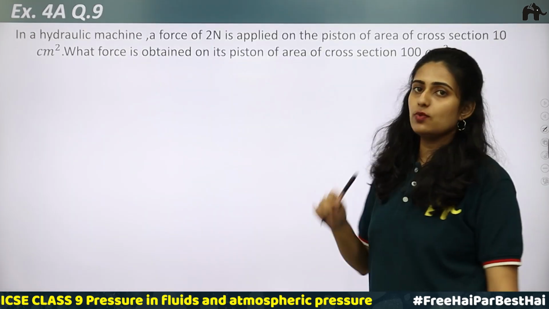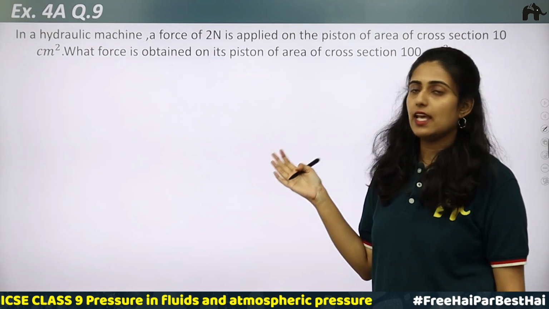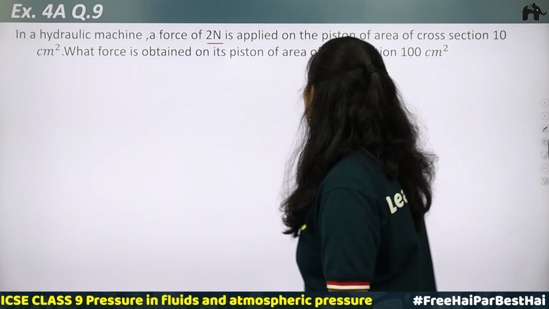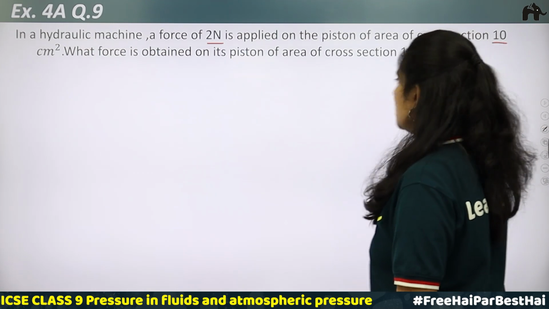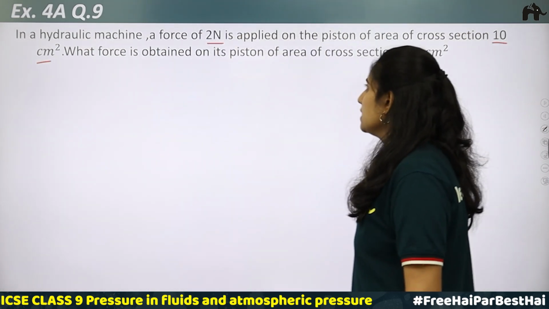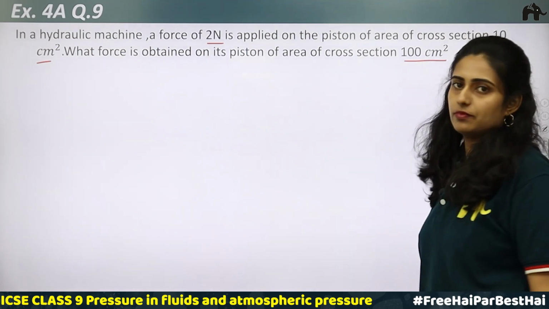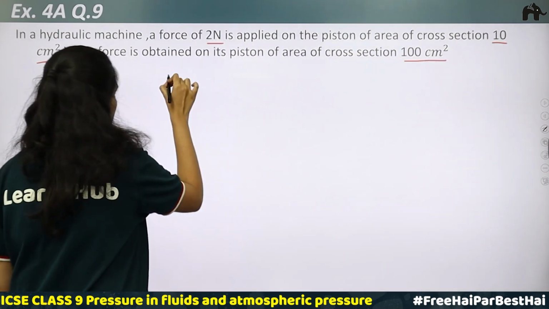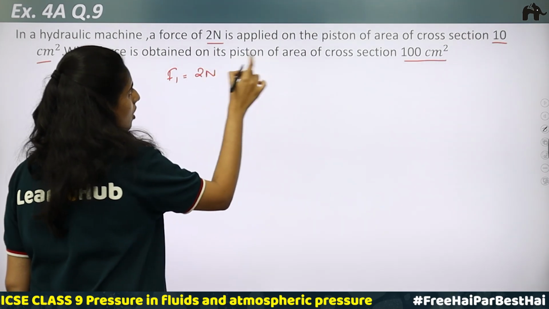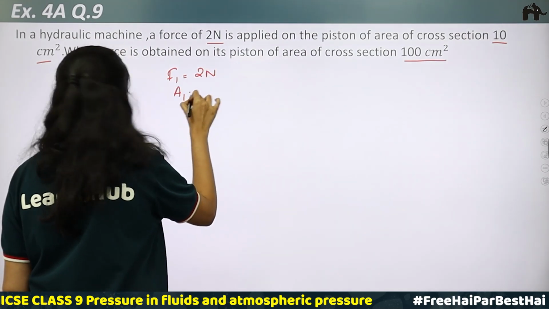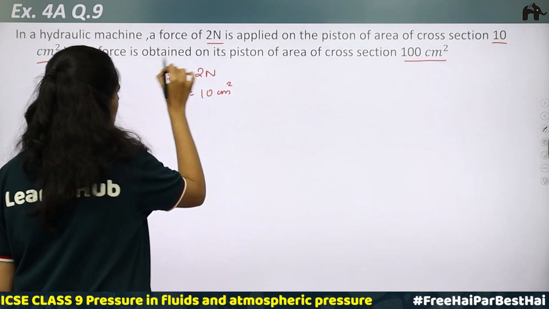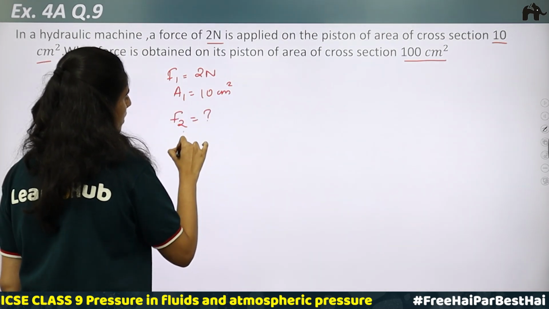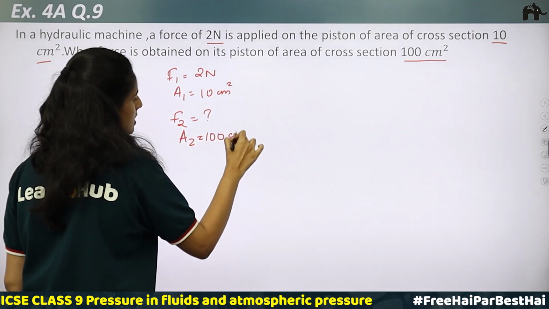Clear? Now let us discuss questions related to Pascal's law from exercise 4A, question 9 of exercise 4A. In a hydraulic machine, a force of 2 Newton is applied on the piston of area of cross section 10 centimeter square. What force is obtained on its piston of area of cross section 100 centimeter square? Let us take the applied force as F1. F1 is equal to 2 Newton on a piston of cross-sectional area A1 equal to 10 centimeter square. We have to find F2, where the area of cross-section is equal to 100 centimeter square.